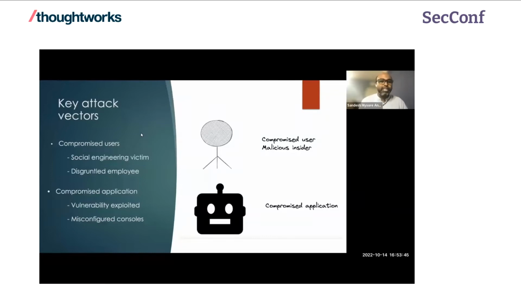Now, like I said, you don't want to assume that you have disgruntled employees. That's not a nice place to be. But the reality is that as you scale, the law of large numbers applies, and the chances of having a disgruntled employee grow, right? So you want to consider that as well.